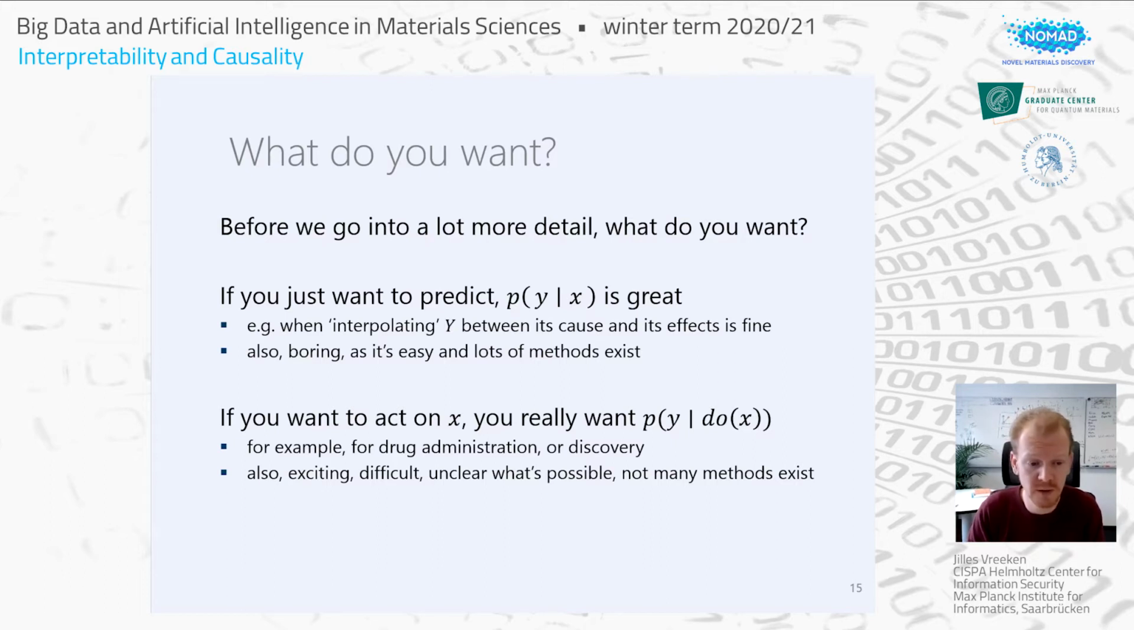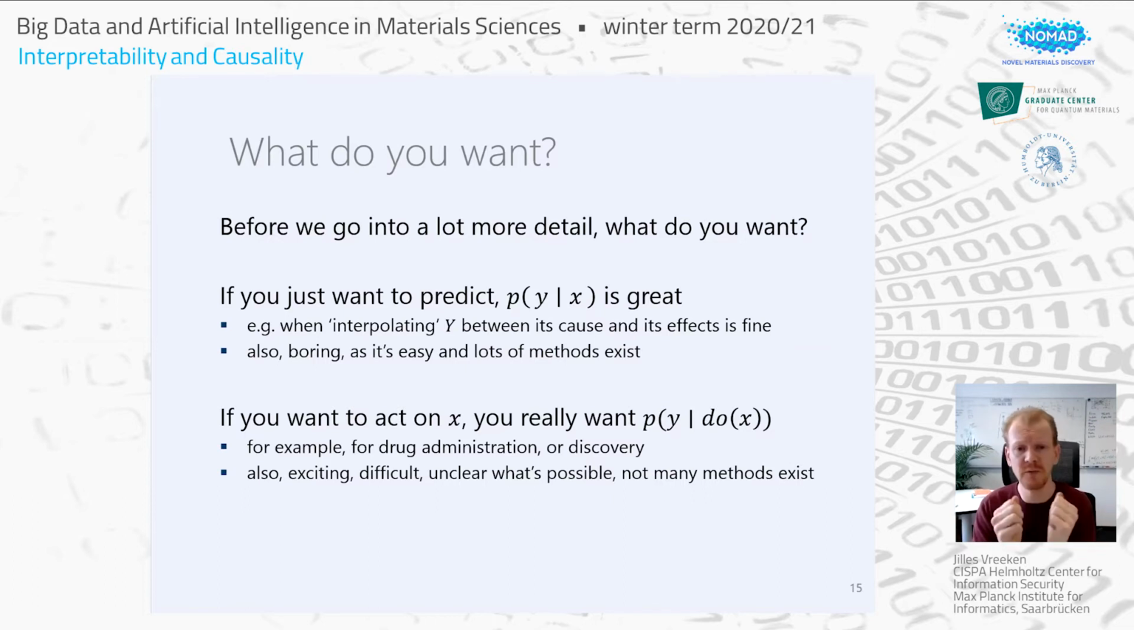They're absolutely fine. And that's what they're really good at, especially through means like machine learning, deep learning, kernel machines, and many other methods, is essentially interpolation. Interpolating y between its cause and effect, it's all fine. So it doesn't really matter.